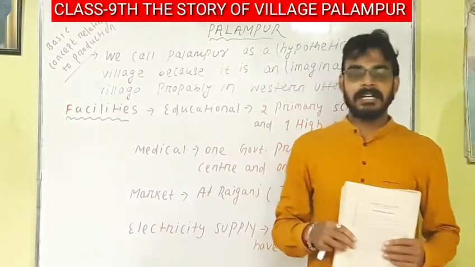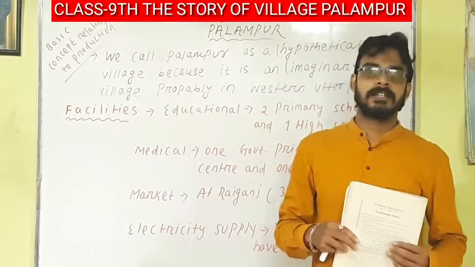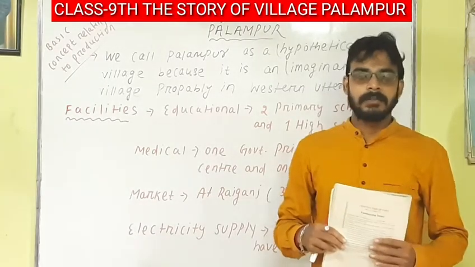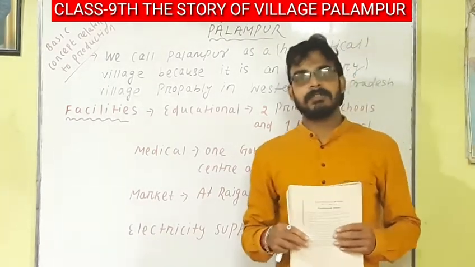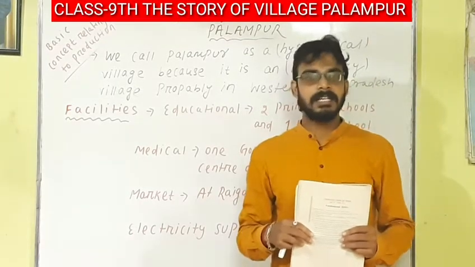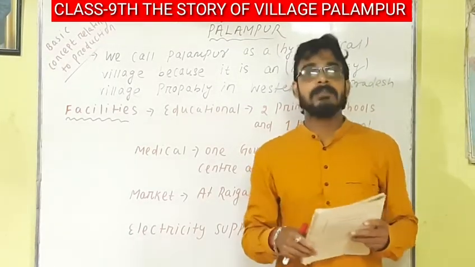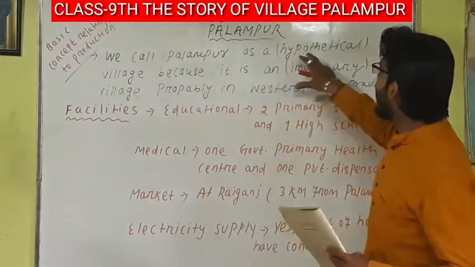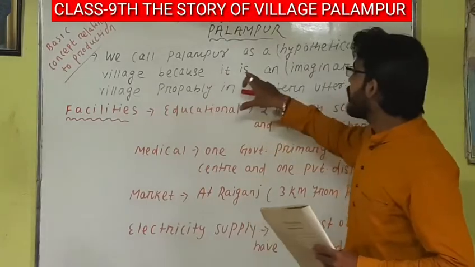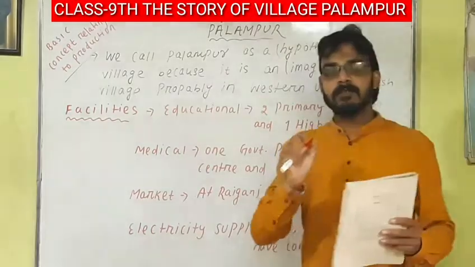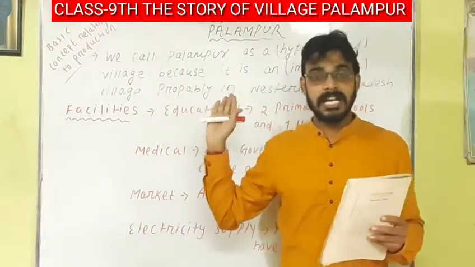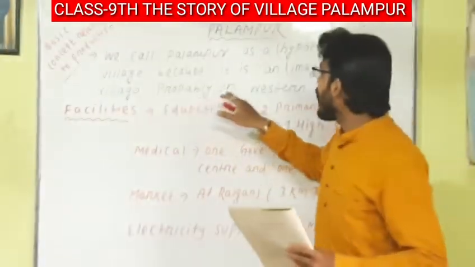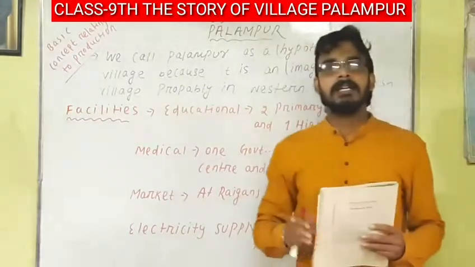Dear students, in the last video we discussed the definition of economics given by Adam Smith. In this video we will discuss the first chapter of class 9 economics, the story of village Palampur. We call Palampur a hypothetical village because it is an imaginary village. There is no such village. It is just a hypothetical or imaginary village, probably in the western part of Uttar Pradesh.